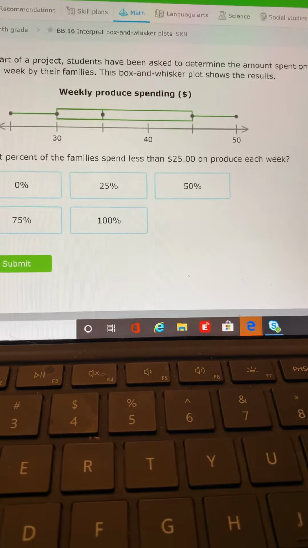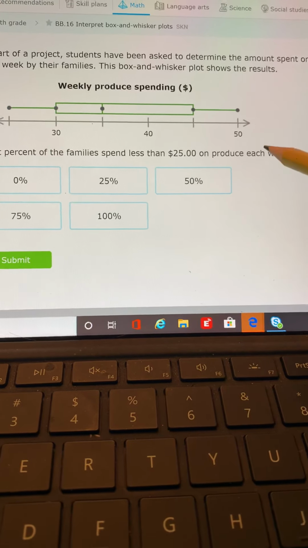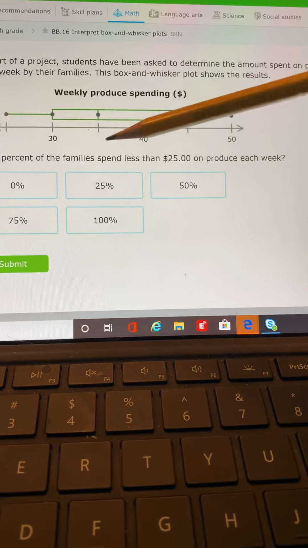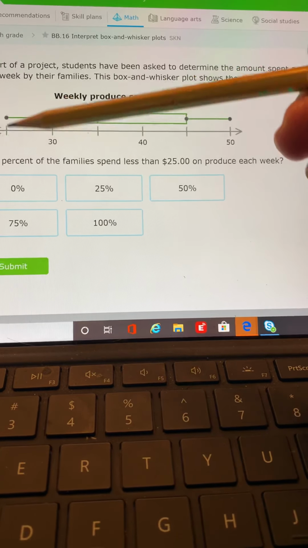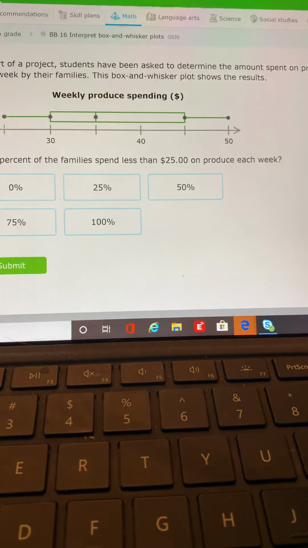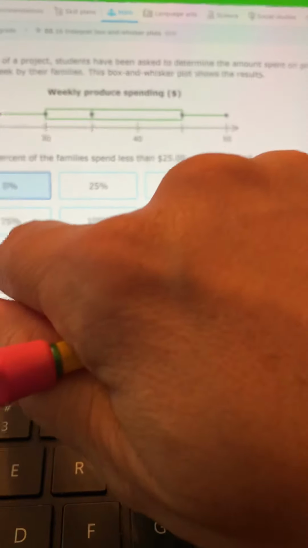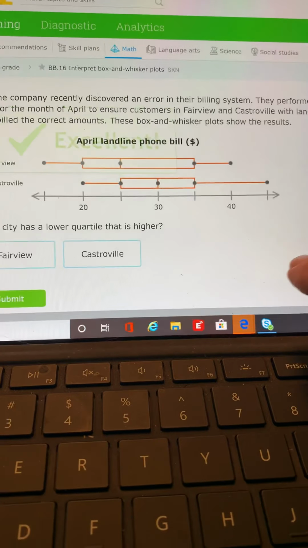Okay? What percent of families spend less than $25? So these are increments of 5, so that's 25. That's the minimum. So 25 is the minimum. So are there any families spending less than that? The answer should be no. There's no percentage on that.